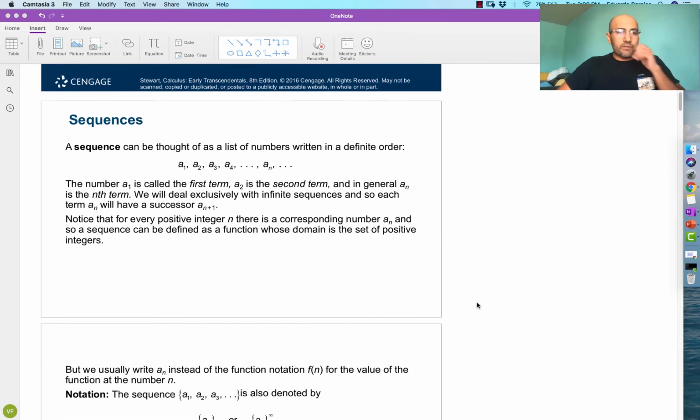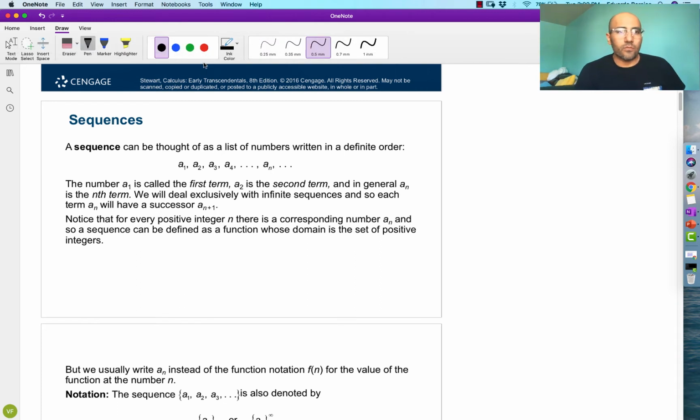Okay, so what is a sequence? A sequence can be thought of as a list of numbers written in a definite order. So it's any list of numbers. The actual values can be anything. The only thing that is unique about these is that the order matters, right?